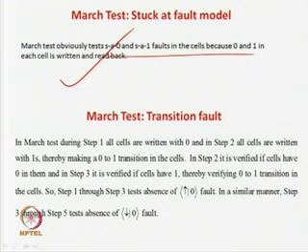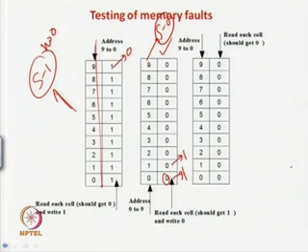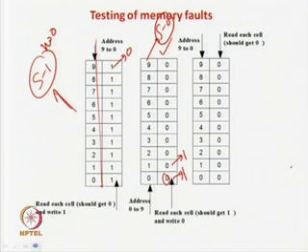Now, we will see the transition faults. So, what are the transition faults? Transition faults are nothing but you should be able to go from 0 to 1 and you should be able to go from 1 to 0. That is the idea. So, this is what is defined. Now, let us see how it is successful. In the first step, you will see we are already writing all zeros. Next step, what are we doing?